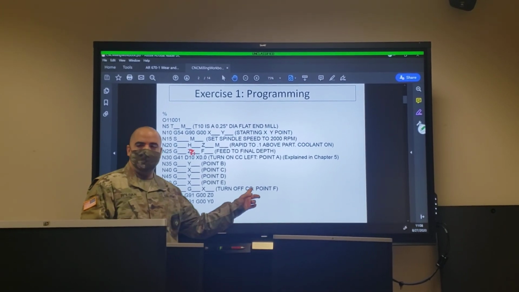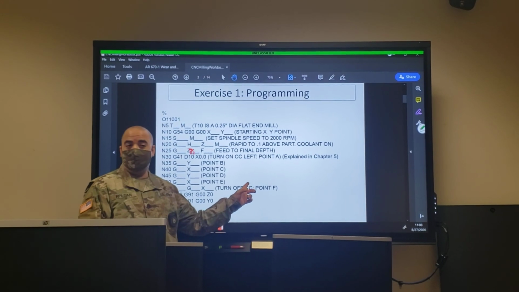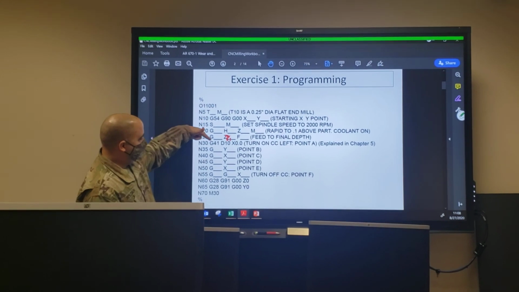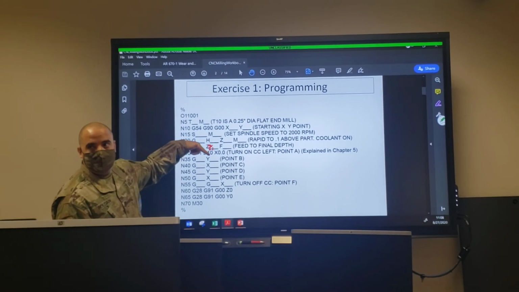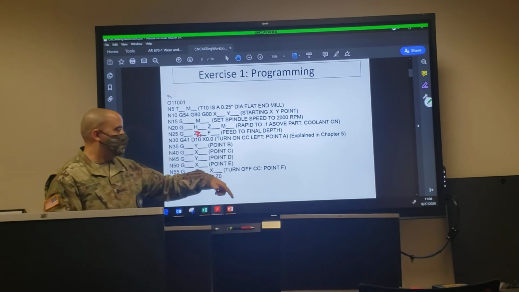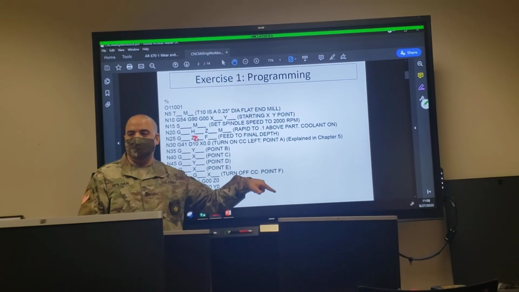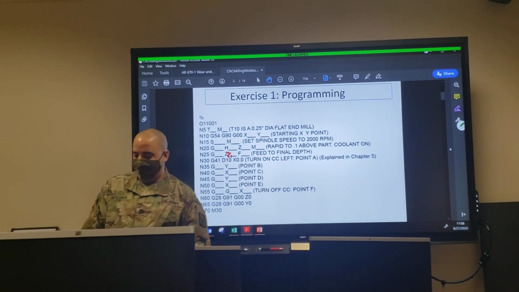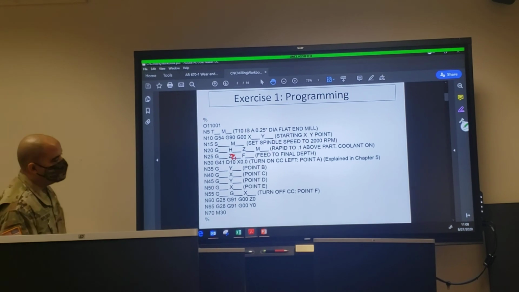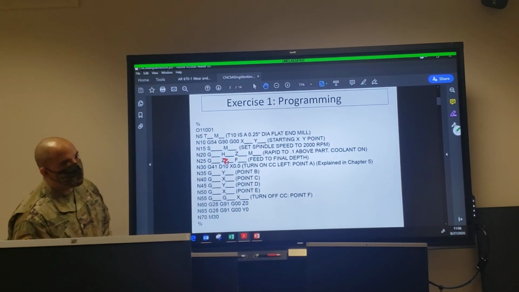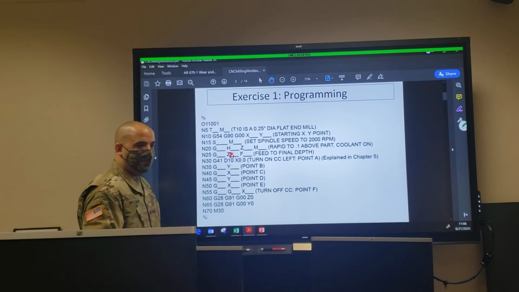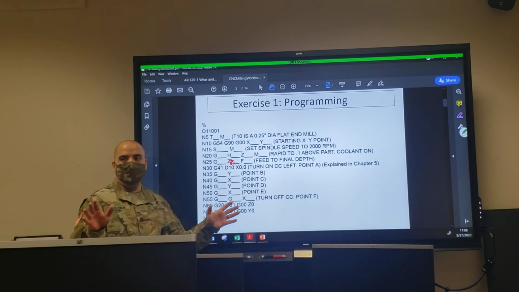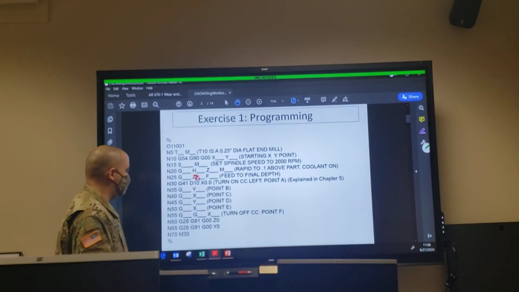Line 55. Anybody know what CC stands for? We just talked about it. Take a wild guess. Cutter compensation. All right, so we have to turn off our CC. So what G should I use for N55? G41? No, G40. What's G40? It's cutter compensation cancel. So you're basically telling the machine you don't have to do it anymore. We're good. All right, so what's my next G?